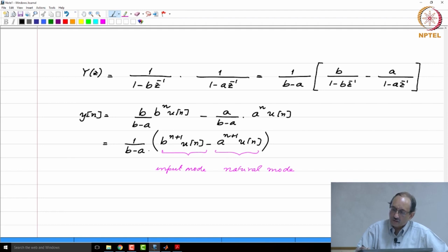In this case, the scale factor happens to be b by b minus a, but you will also have the system mode, and that is given by a by b minus a times a to the n u of n. And this is the system mode which eventually will die out because we have assumed the system to be causal and stable.